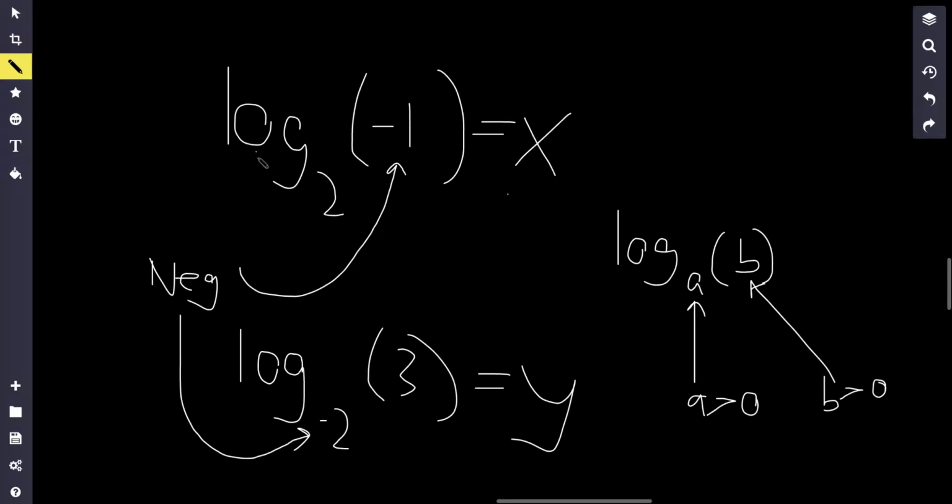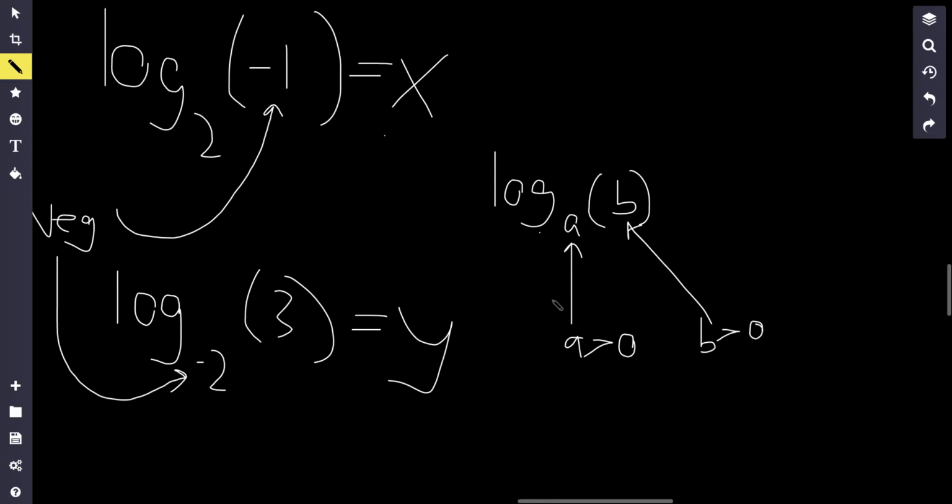So whenever you're dealing with logarithms, you're never going to see a situation where there's a negative inside the parentheses of the logarithm, or a negative base. The base of your logarithm should be greater than 0. It should not be negative. And the thing inside the parentheses should also be greater than 0. It also can't be negative.